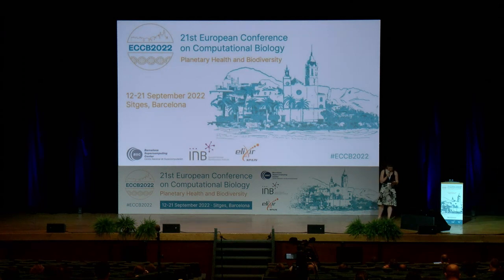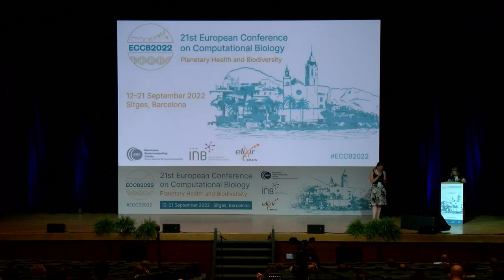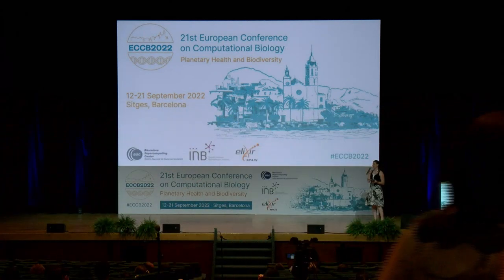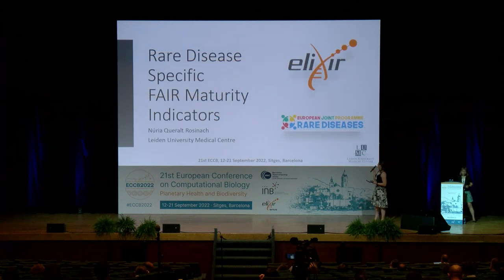And I'm happy to now move on to our third speaker of the session, Nuria Queralt-Rosinach, who will join us on stage as well. She's part of the rare diseases community and has been very active in all those activities in the past. She currently works at Leiden University and will be talking about rare disease-specific FAIR maturity indicators, which are all topics that are very close to the heart of many of the ELIXIR activities. Let's see, the slides are here. There's also already a mention of the European Joint Programme on Rare Diseases. I'm sure she'll mention this later on as well. Enjoy, and the floor is yours.